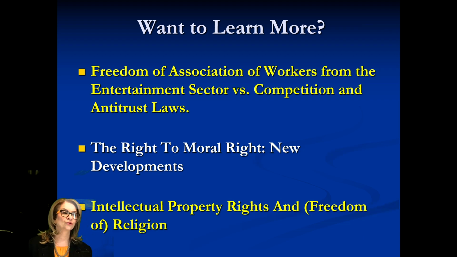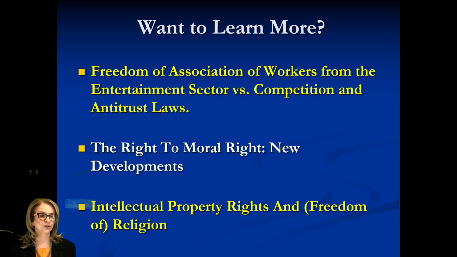Freedom of association of workers in the entertainment sector versus competition and antitrust laws is also a very important issue that overlaps with copyright. Then there is the right of moral right, with new developments in Europe and in the United States. And intellectual property rights and freedom of religion: religion should be free, but there are also some signs that can be trademarked or considered copyrightable.